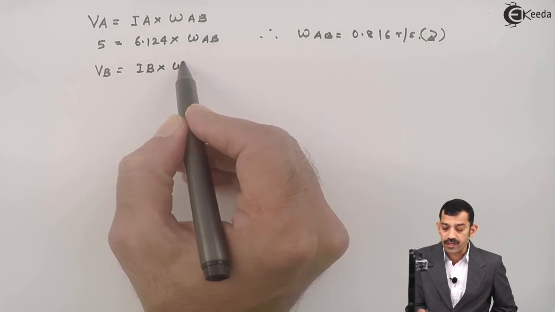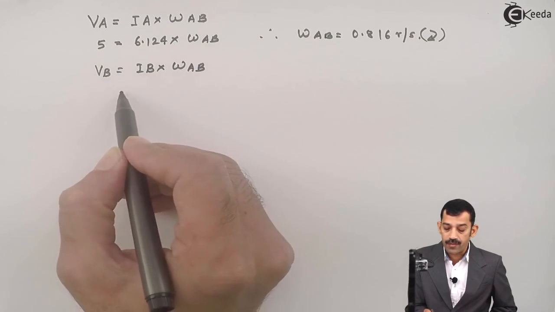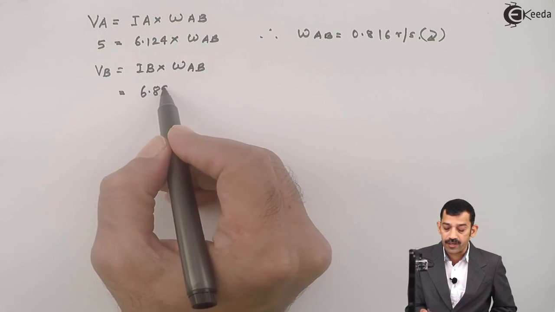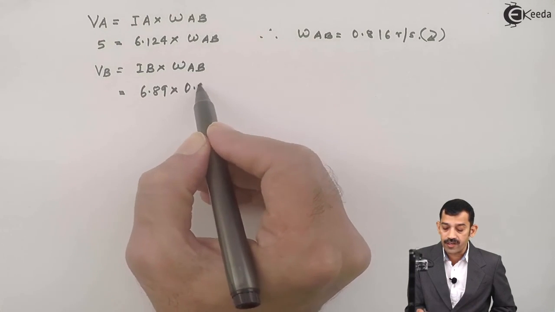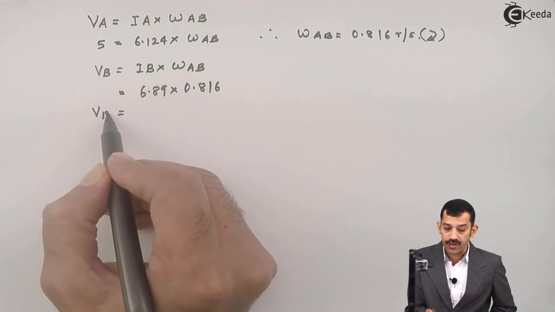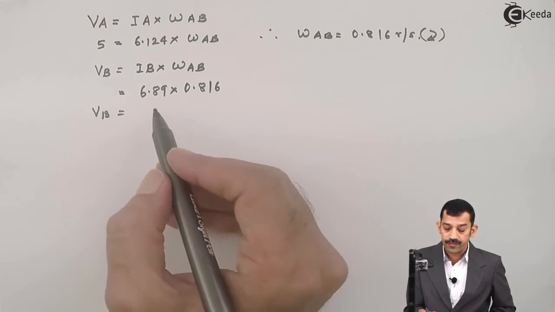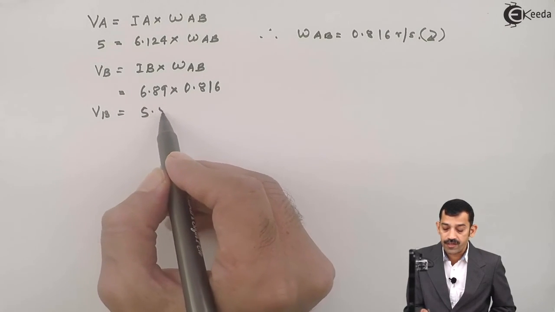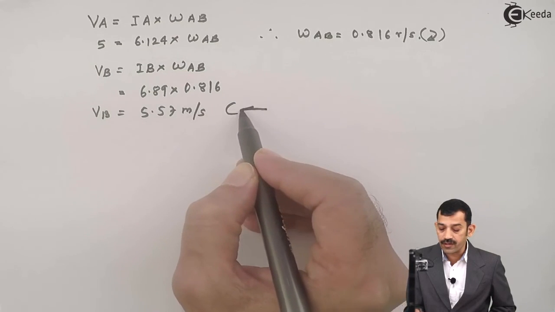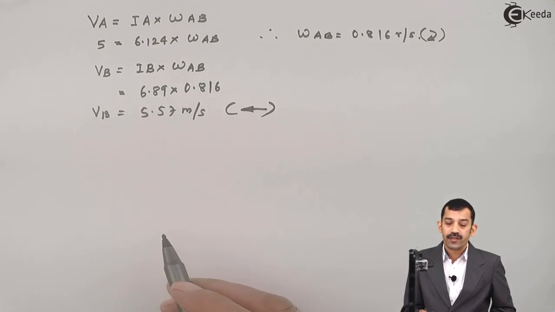Once we get omega, next VB is possible because VB is equal to IB, its distance from center of rotation, into omega AB. IB length you have calculated, and IB is 6.83 meters. Omega is 0.816 radians per second. Therefore, VB linear velocity comes out to be 5.57 meters per second, and that is in horizontal direction leftward.